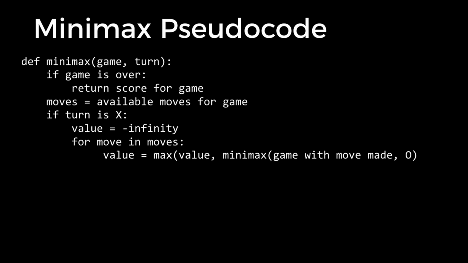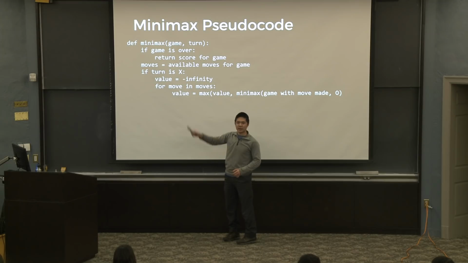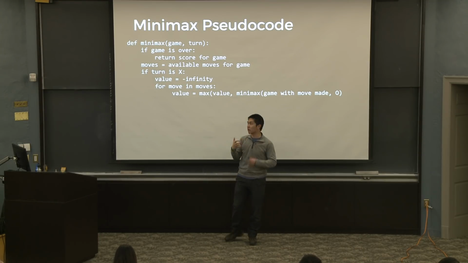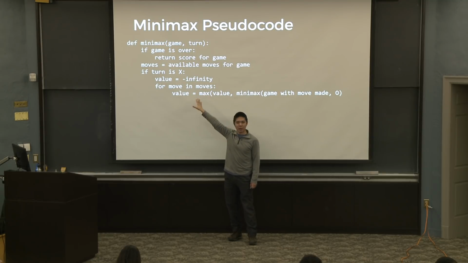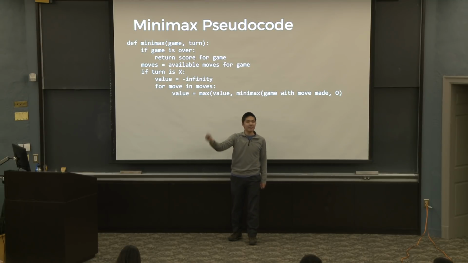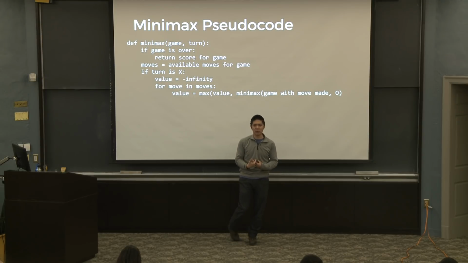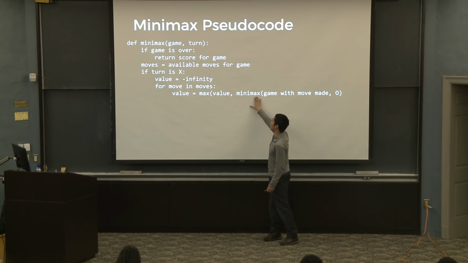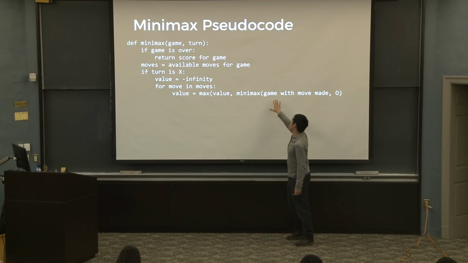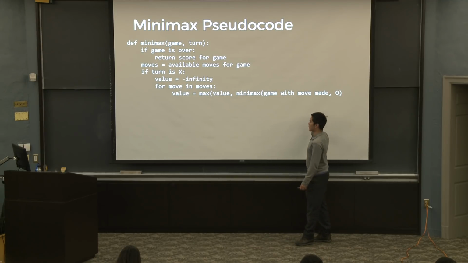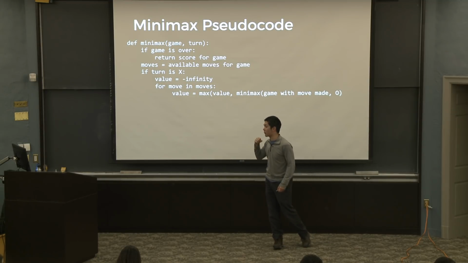Say that again, because I know it's a little bit confusing. We start by assuming the value is really, really low, because we're trying to maximize the score. We want to increase the score. And then consider all the possible moves we can make and take the maximum of the value of all those possible moves. And how do we figure out the value of those possible moves? Well, we recursively call the Minimax algorithm again, considering the game board with that move having been made, and then say, OK, it's O's turn now. And O is going to try and do something a little bit different, which we'll see in just a moment.